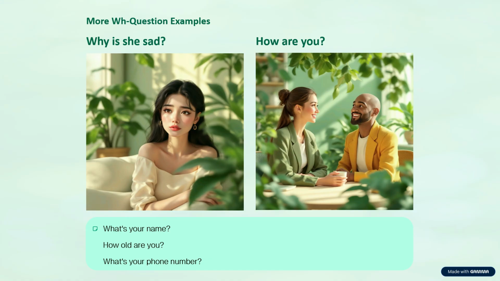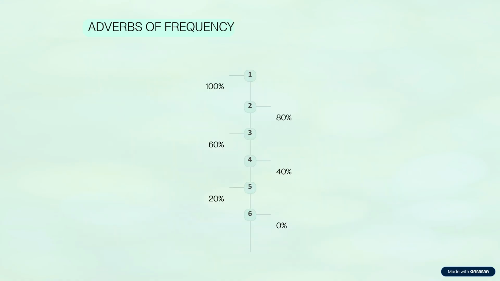Now let's look at adverbs of frequency and how we use them with the verb be in the simple present. Adverbs of frequency like always, usually, often, sometimes, rarely, and never tell us how often something happens or how frequently a state or condition is true. When we use them with be in affirmative and negative sentences, the adverb usually goes after the verb be.